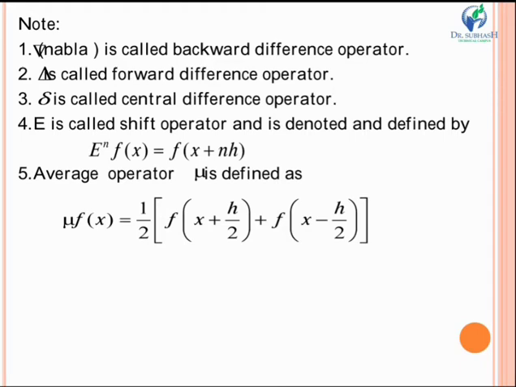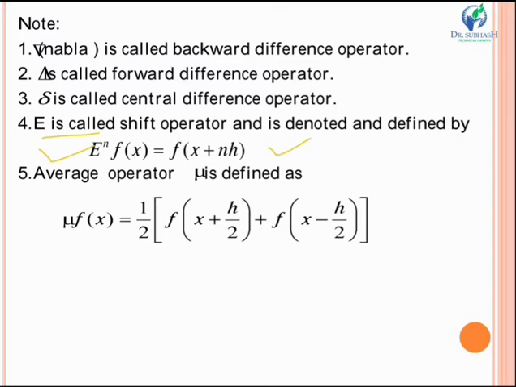Now see, nabla is the backward operator, we know. Delta is the forward difference operator. This del is the central difference operator. And next is the shift operator, that is E raised to n f(x) equal to f(x + nh).